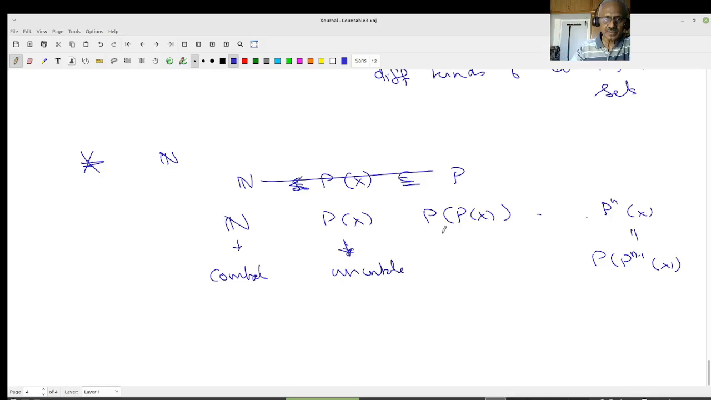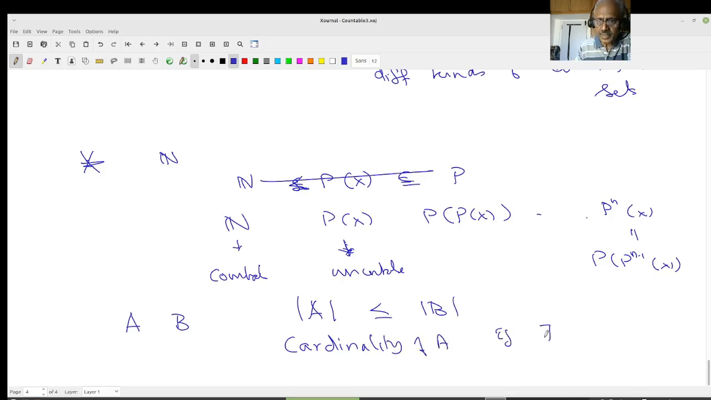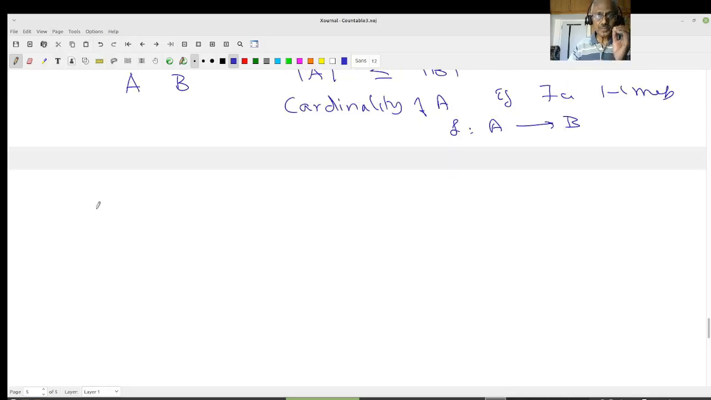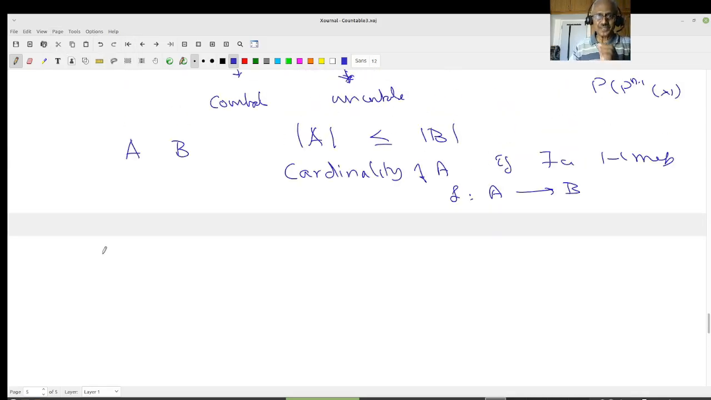What do they mean? Let us try to understand. I have two sets A and B. This is the notation: cardinality of A is less than or equal to cardinality of B. I read it as cardinality of A is less than or equal to cardinality of B if there exists a 1-1 map f of A into B. So intuitively, what does it mean? It says B has at least as many elements as A. Keep the intuition also. Even the intuition may give us something wrong, but it's good to have.